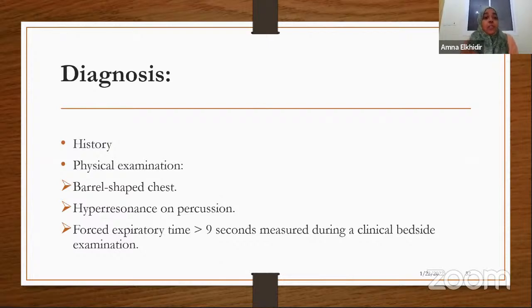Diagnosis is based on history and physical examination. We have the parachute shape test. We have hyperresonance on percussion because there is more air in the lungs, and a forced expiratory time of more than 9 seconds measured during clinical bedside examination.